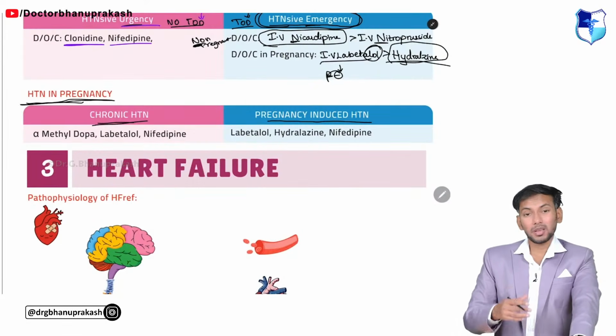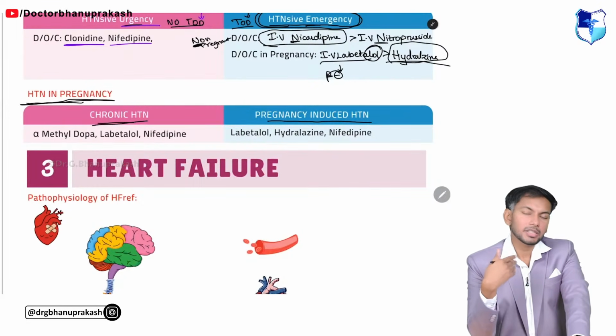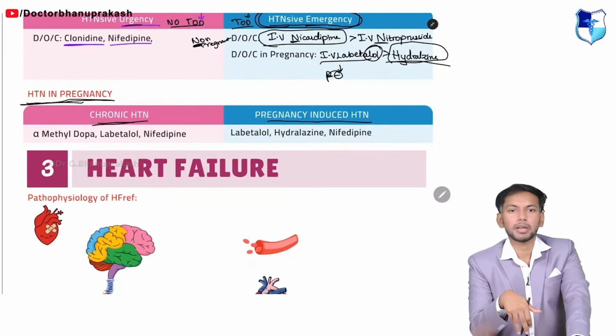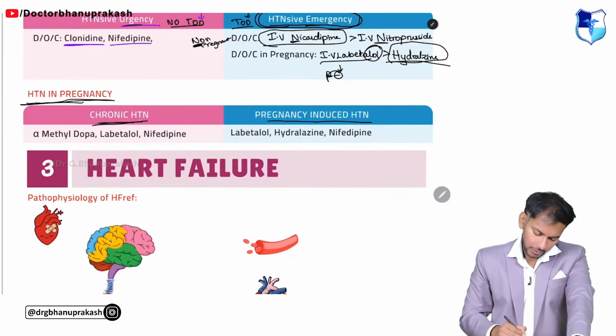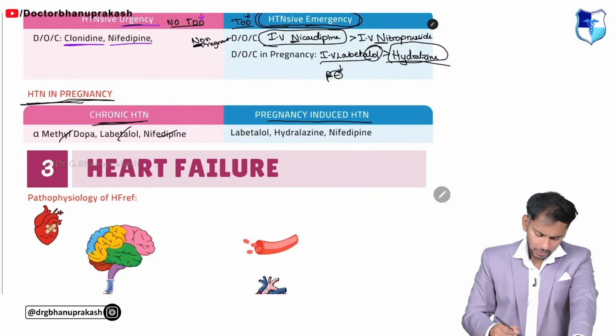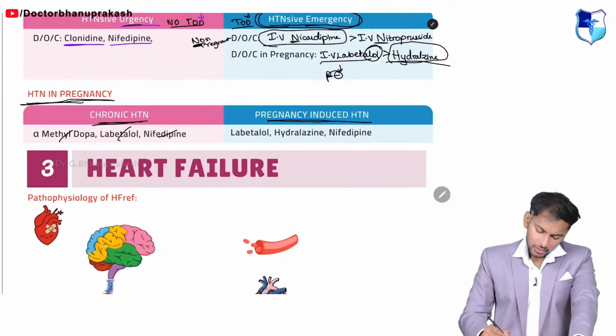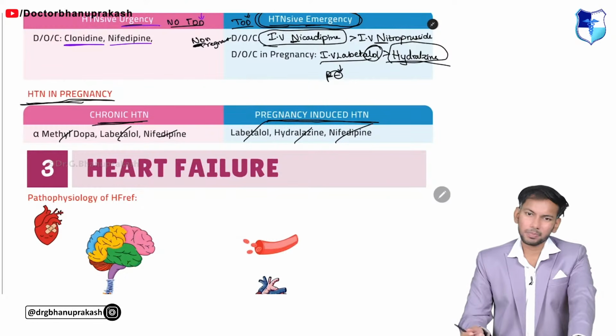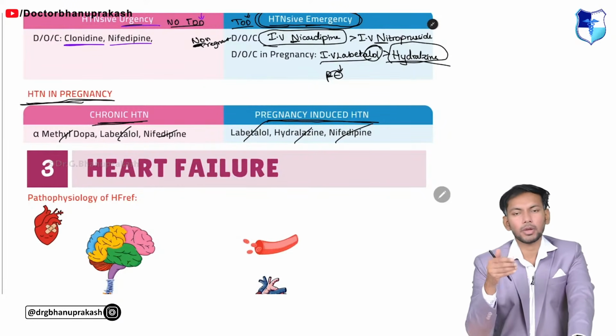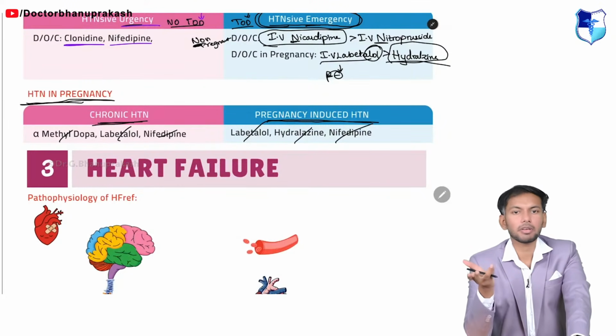Chronic hypertension means the female is already having hypertension and she became pregnant. Pregnancy-induced hypertension means pregnancy has caused the hypertension. Now, in chronic hypertension, you can use drugs like alpha-methyldopa, labetalol and nifedipine. In pregnancy-induced hypertension, again you can use labetalol, hydralazine and nifedipine. Pretty simple. If you remember labetalol, you can understand that labetalol can be used everywhere in pregnancy.